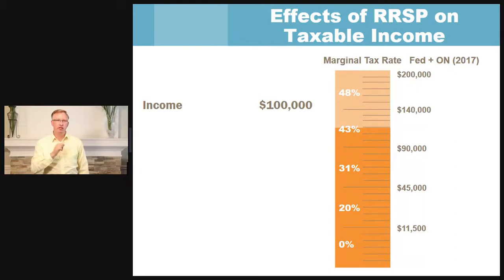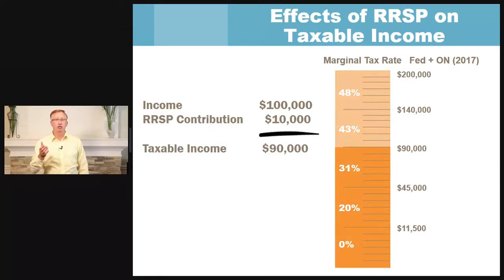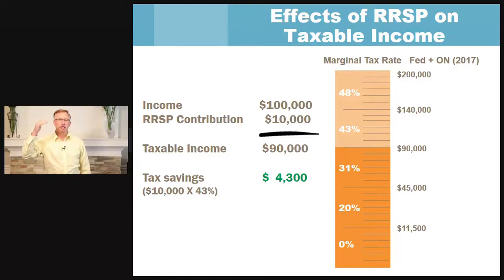We talked about this in the previous video. Then you decide, okay, I'm going to put $10,000 into my RRSP. That brings your taxable income down to $90,000. The resulting tax savings from doing that is $4,300. All that money that's taxed at 43% in that marginal tax rate now comes down, and you save all the taxes you would have paid on that money. So now you've saved $4,300.